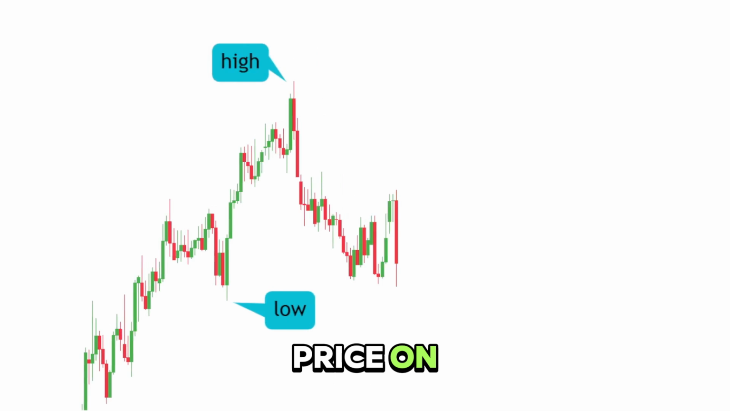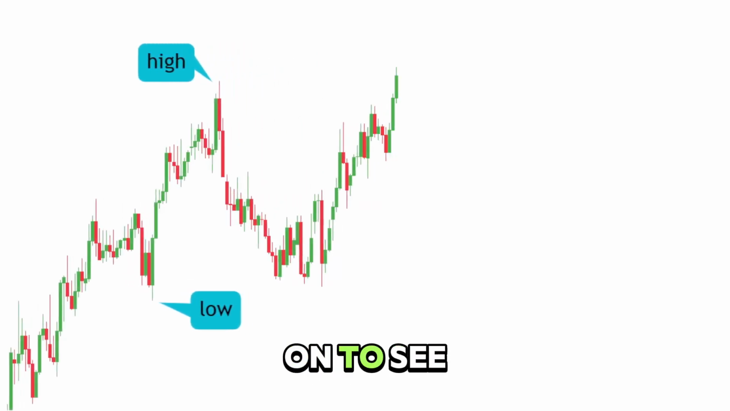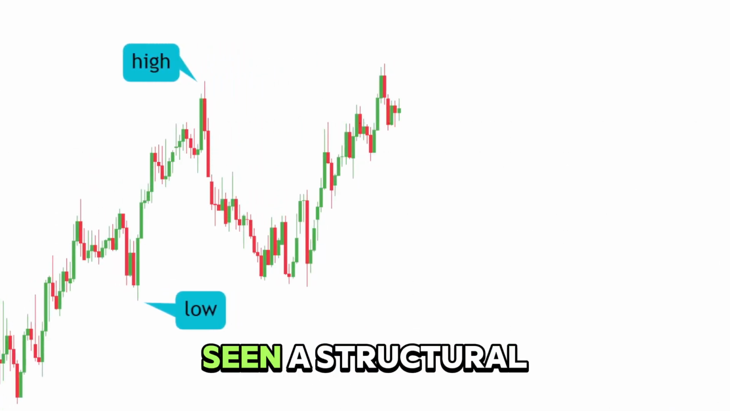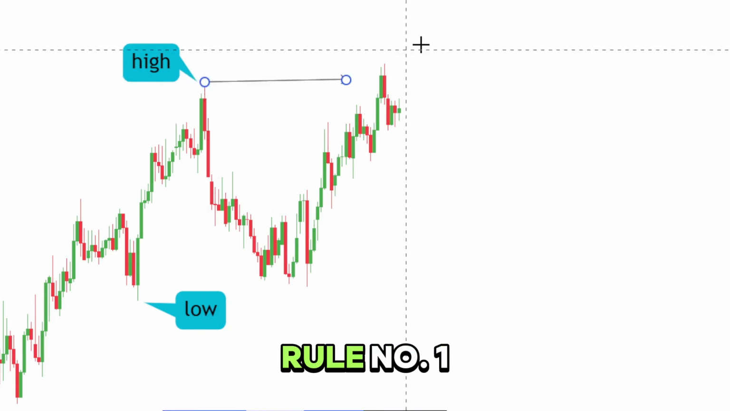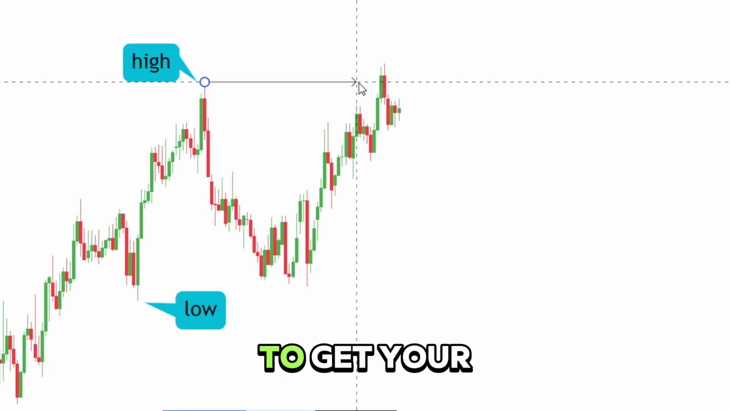If we play price on, what we go on to see is this. Now we've seen a structural shift over here, so this high has been broken. This was rule number one, which we spoke about. It's very important to get your market structure down.